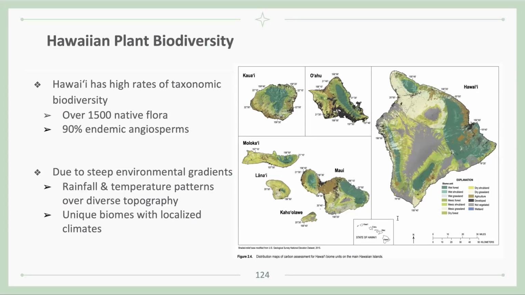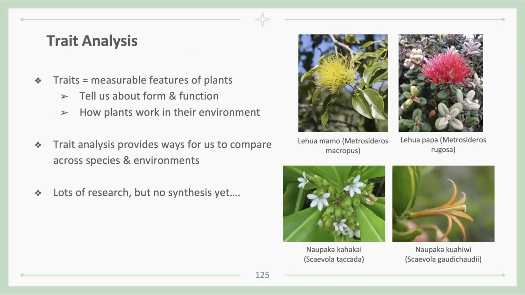This also corresponds to really high biodiversity in plant form and function, also known as plant traits. Traits are really valuable to us as scientists because traits are measurable features of plants. They tell us a lot about plant form and function, so things like photosynthesis, reproductive structures, physiology and anatomy. This is really important because it tells us how plants work in their environment, and this corresponds to their local adaptations, their species interactions, and their overall environmental function. So trait analysis provides a pathway for us to compare plants across species and across different environments.